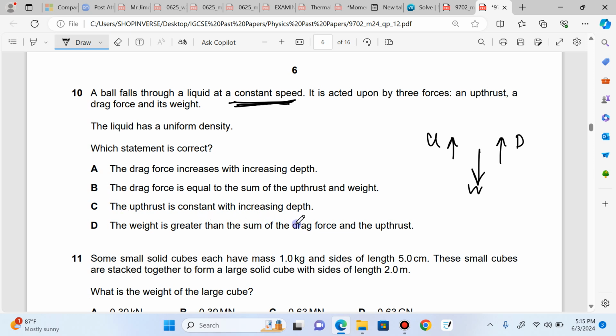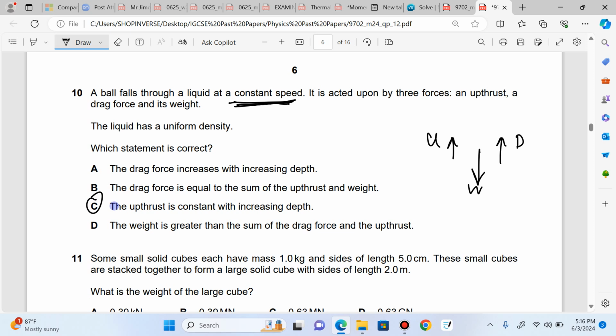Option D. The weight is greater than the sum of drag force and upthrust. If you add these together and the weight is greater than this sum, it simply means the velocity of the object is increasing. But since we have constant speed, the weight must be equal to the sum of those two. So C is the only correct answer to question number 10.